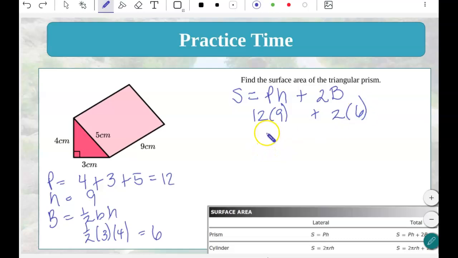All right, 12 times 9 is 108. 2 times 6 is 12. So the total surface area is going to be 120. If you were going to find the lateral, it would just be the 108, because you can see in the formula, this part here is perimeter times the height, which is the lateral.